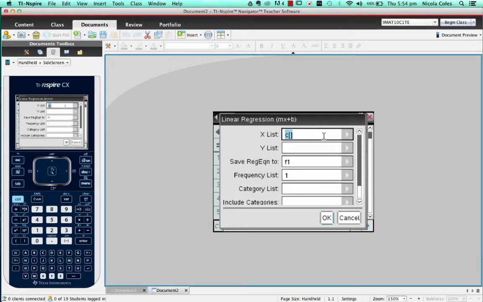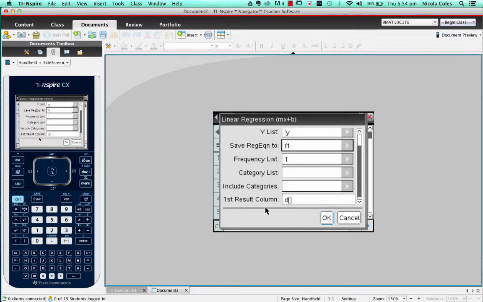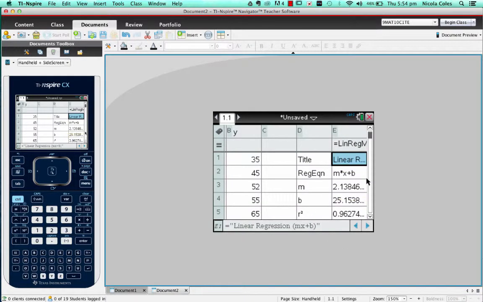So where's the X list? Which one do you want on your x-axis? We called it X. Which one do you want on your y-axis? We called it Y. Where do you want the information to go? You can leave that as is, leave that as is. Show the results in column D. Yeah, fine. So this is the output.